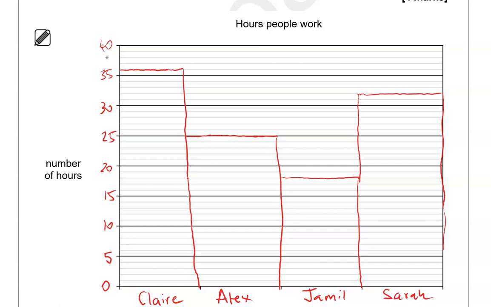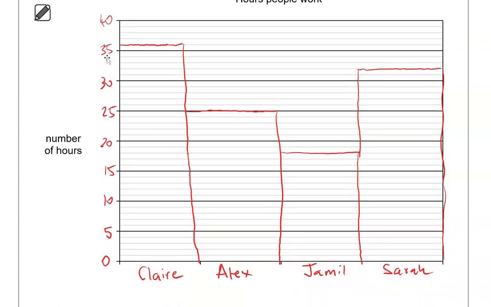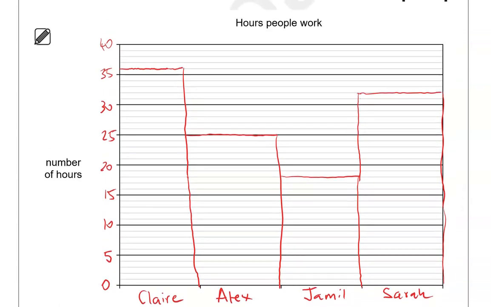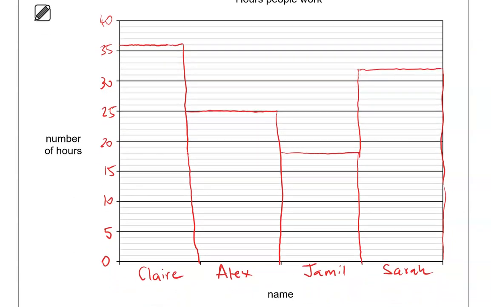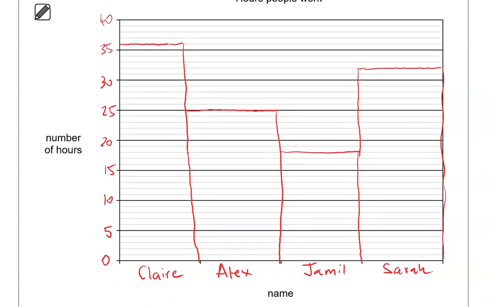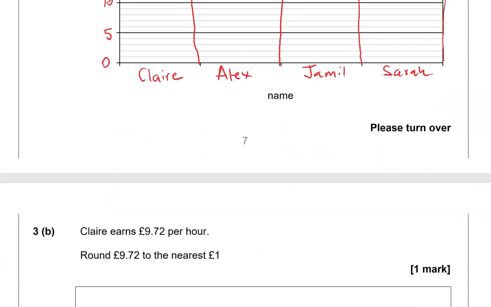Again, I emphasize that you should use a ruler and draw straight lines. It's just not possible on the screen right now for me. So we've shown all 4 of them. You could colour the bars in if you like, or leave them as they are. Absolutely fine.